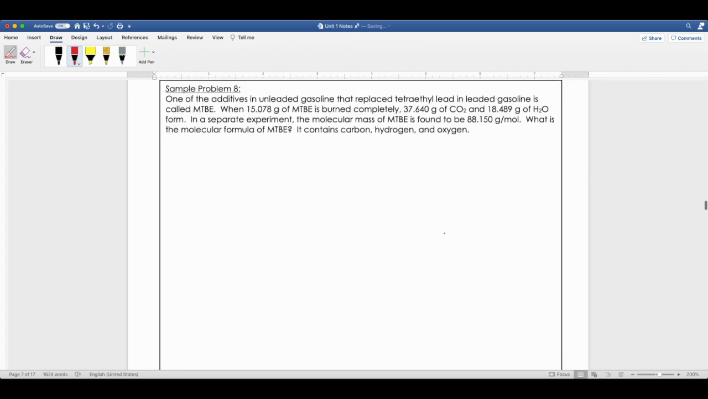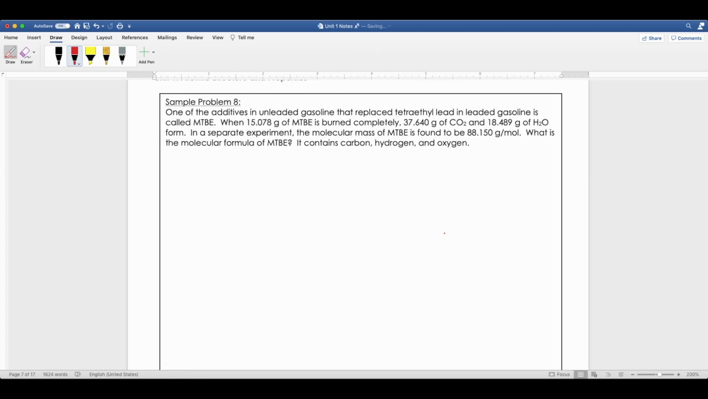So we do have the whole page for this here. One of the additives in unleaded gasoline that replaced tetraethyl lead in leaded gasoline is called MTBE. When 15.078 grams of MTBE is burned completely, 37.640 grams of CO2 and 18.489 grams of H2O form. In a separate experiment, the molecular mass of MTBE is found to be 88.150. What is the molecular formula? It contains carbon, hydrogen, and oxygen.